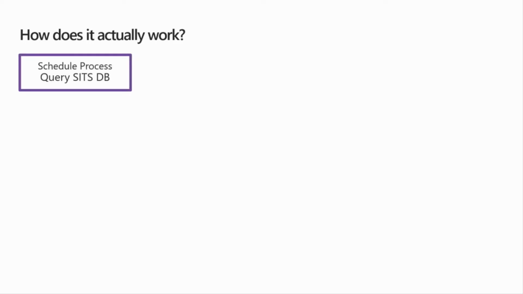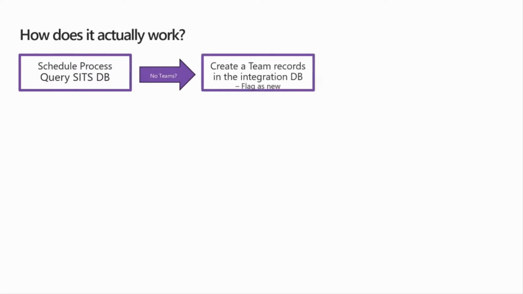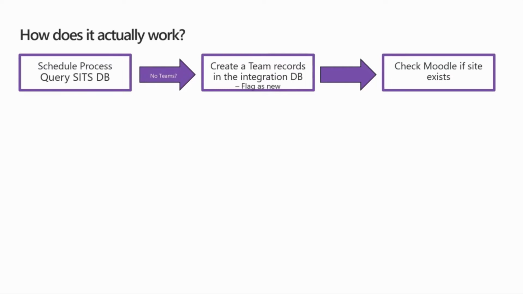So how does it all actually work? In SITS, in every module record, there is a flag which tells the integration engine that this particular module needs to have a team. There is a scheduled process that queries the SITS database for any module that has this flag and looks for modules that do not have a team created. For all modules in SITS database without a team record in the integration database, create a team record for this module flagged as new. For all records in the integration database ready for processing, an API is called to check if a Moodle site exists for that module.